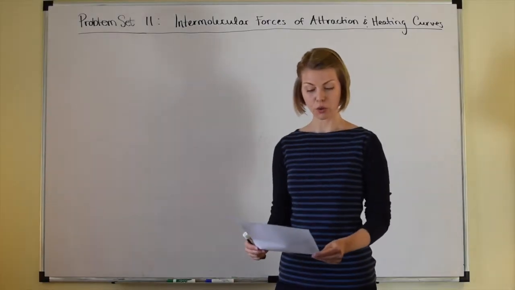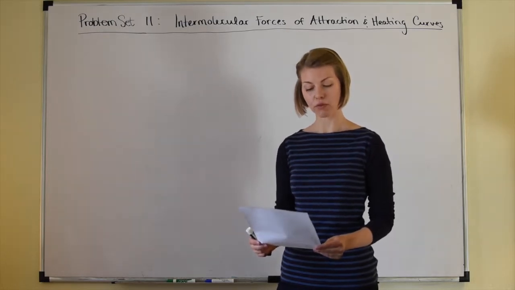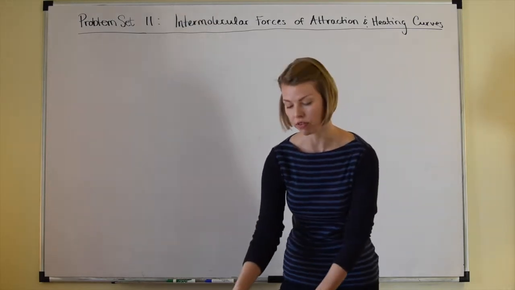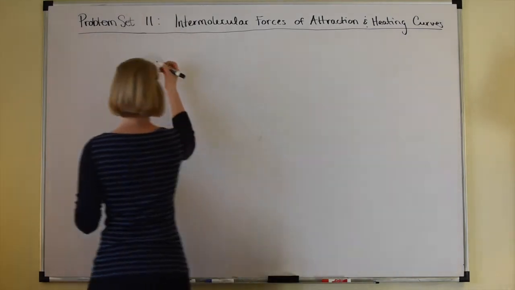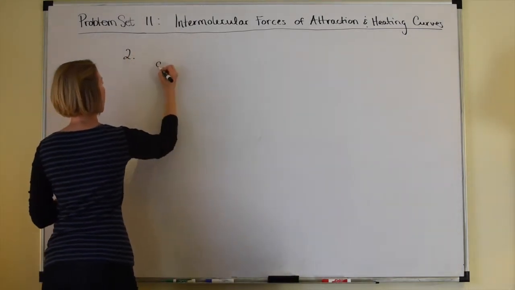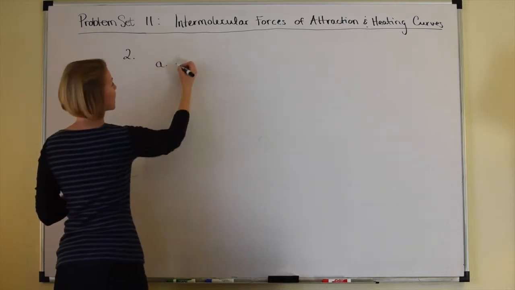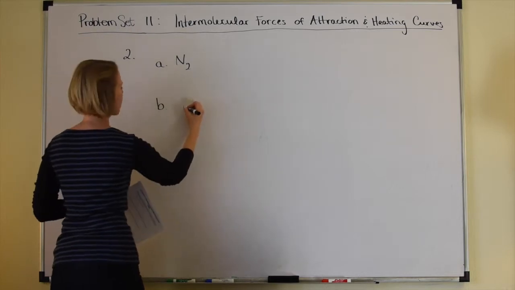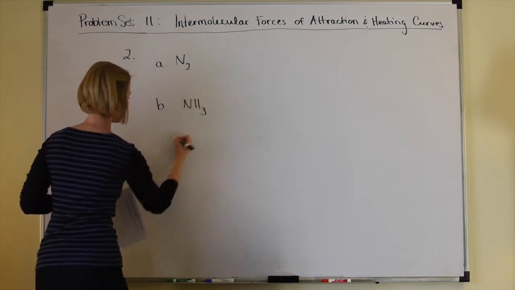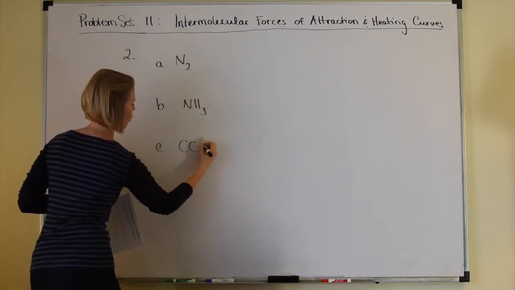Okay, number 2, identify the intermolecular forces of attraction in each of the following substances. So I'm going to go ahead and write A through C up here. A is the diatomic molecule nitrogen. B is ammonia, NH3. And C is carbon tetrachloride.